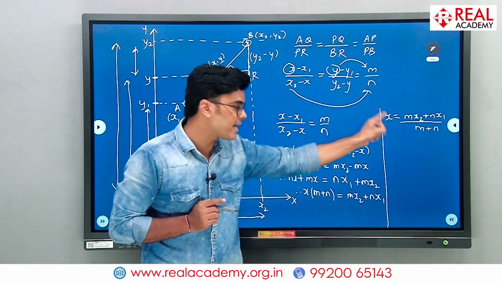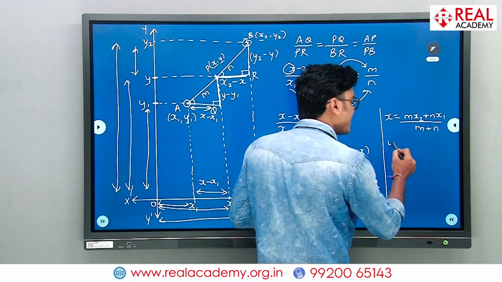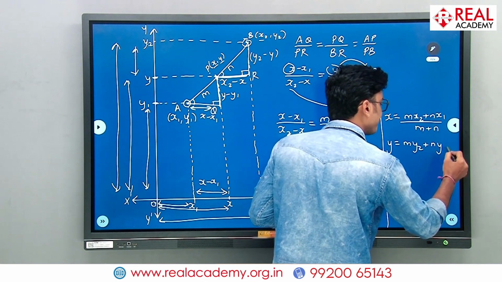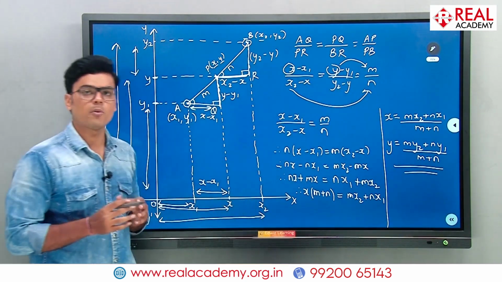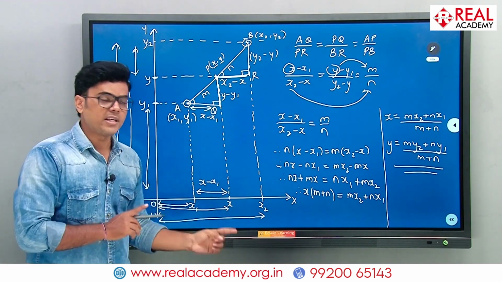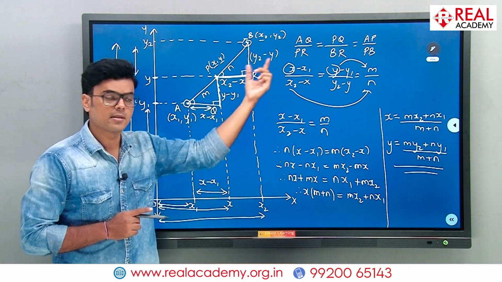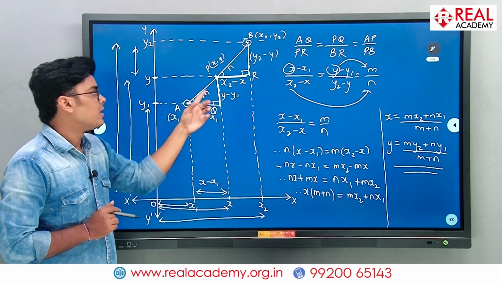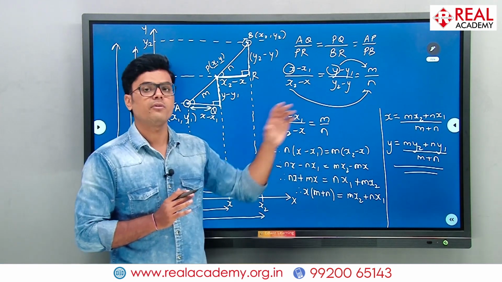Now this is just to find out the x coordinate. If you do it in a similar way for y, you will get the value of y equal to my2 plus ny1 upon m plus n, okay? This is the section formula. Once again, the purpose of this formula is to find the point x comma y which will divide the line segment joining these 2 points, A x1 y1, B x2 y2, in the ratio m is to n. So I hope the point is clear to you. This is the section formula.